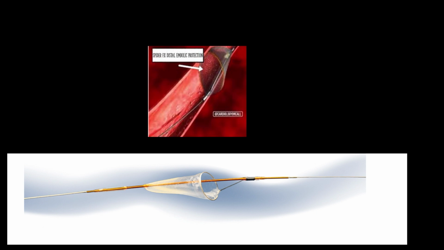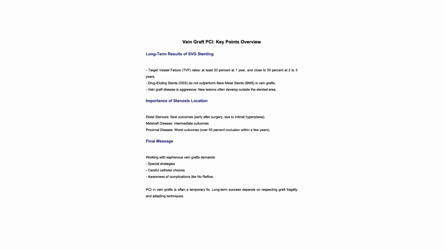So before we wrap up, I think it's important to understand long-term outcomes of vein graft interventions. This is because it impacts how we manage these patients beyond the cath lab. Unfortunately, the long-term outcomes after stenting vein grafts are poor, much worse than what we typically see stenting native coronary arteries. So the target vessel failure, TVF, rates are at least 20% at 1 year and then up to 50% at 2 years after an SVG PCI.